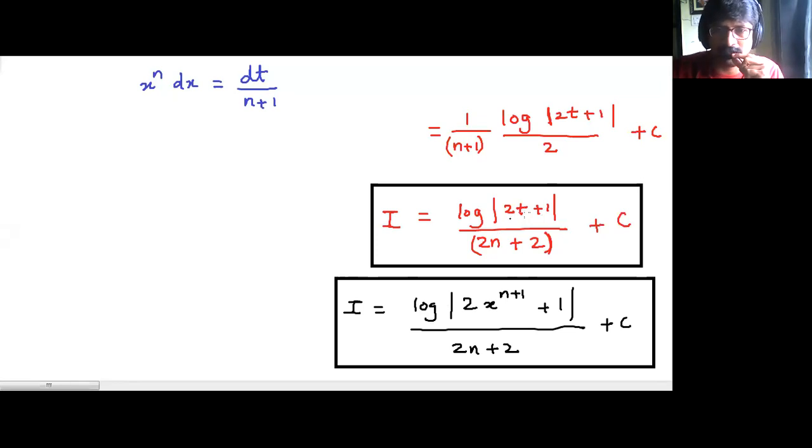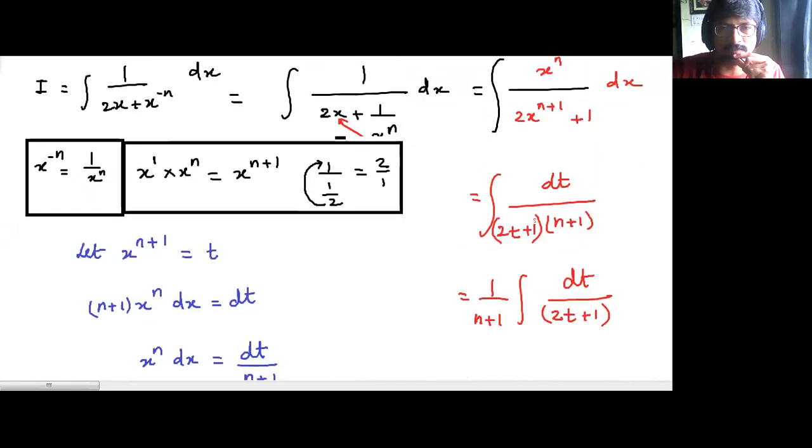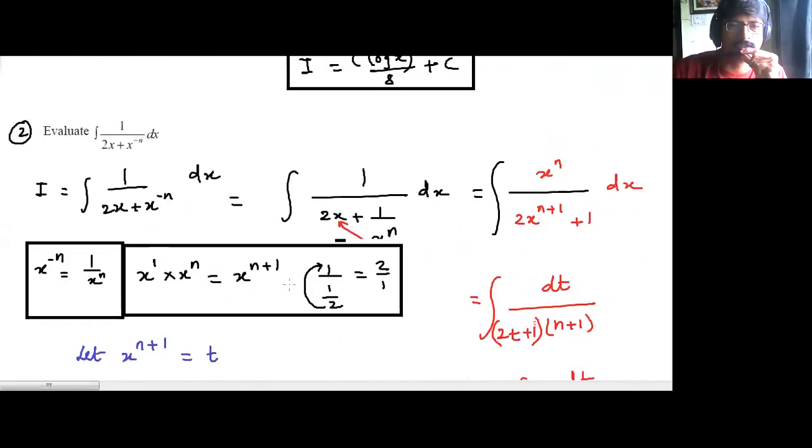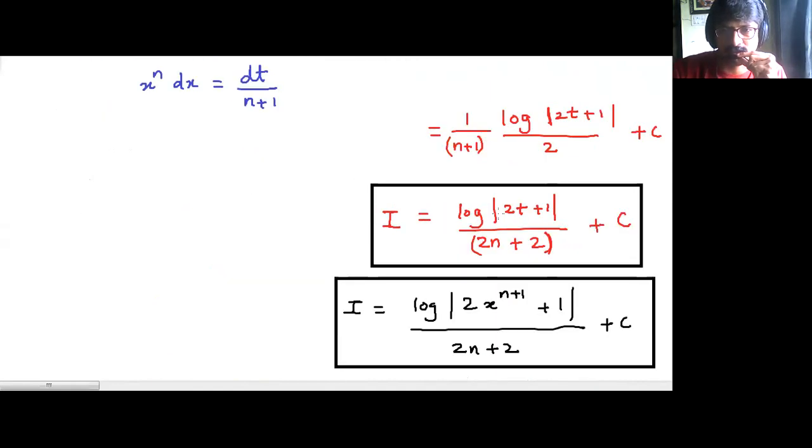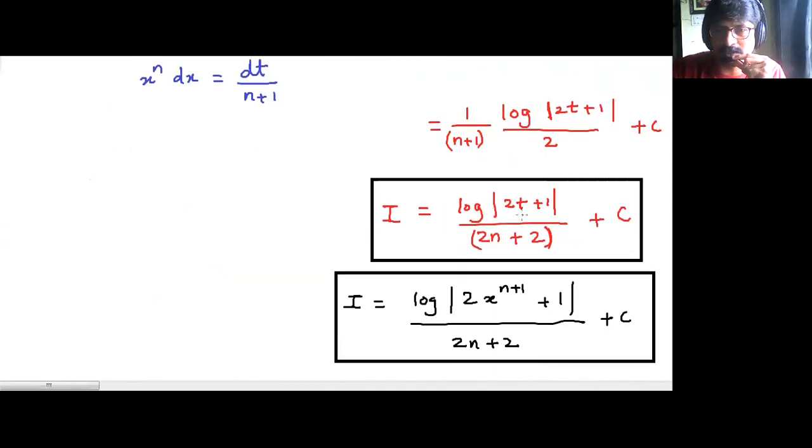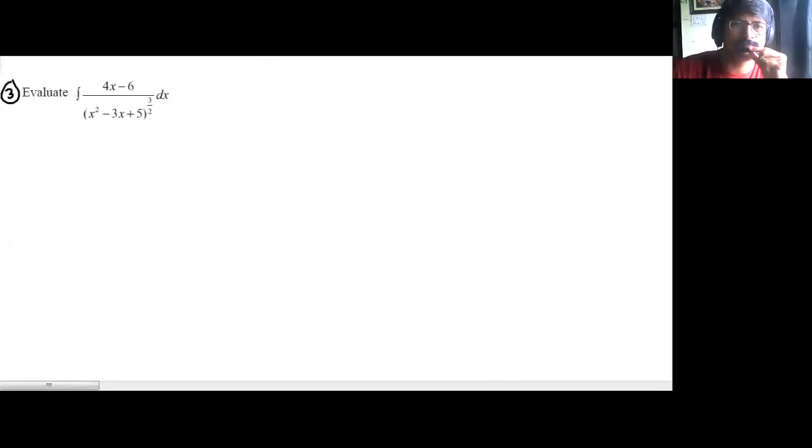Okay, before moving ahead to the next one, just remember that t is to be substituted as x power n plus 1. Okay, t is to be resubstituted because our t was x power n plus 1. So we had to resubstitute over here in the final answer. In the final answer, there should not be anything as t or dt. Everything should be in the format of x. Okay, now it's time to go ahead with the next sum.